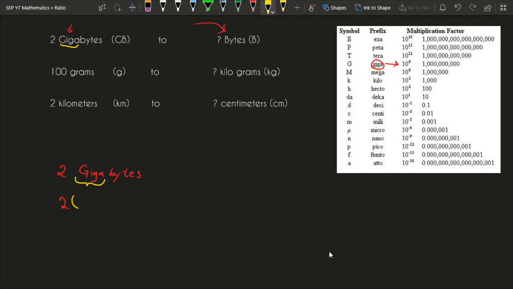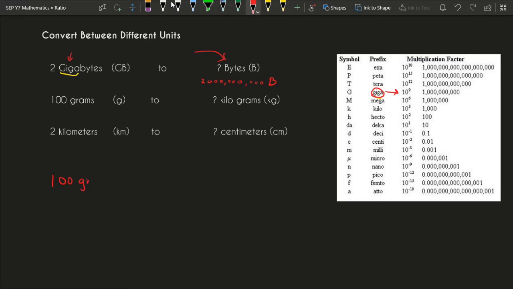We put the value of giga into the expression, that is 10 to the power 9, and we write bytes as it is. Next, we expand 10 to the power 9. 10 to the power 9 means 1 followed by 9 zeros, and we write bytes as it is. We multiply 2 with 1 billion and we get 2 billion bytes.